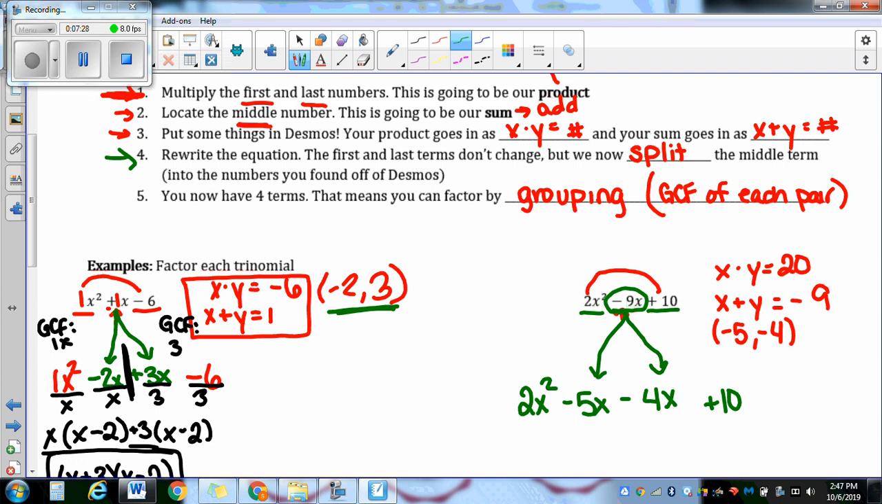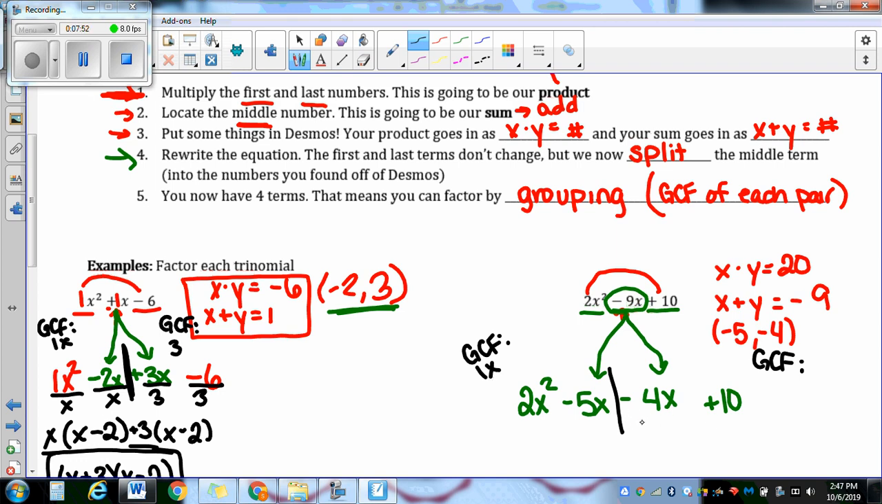And then now that I have 4 terms, I can do grouping. So let me get my black, split it down the middle. I need the GCF of the first pair. I need the GCF of the second pair. Between these two guys, 2 and 5, that's just 1. You don't have to put a 1 if you don't want to. X squared and x, they both have an x.